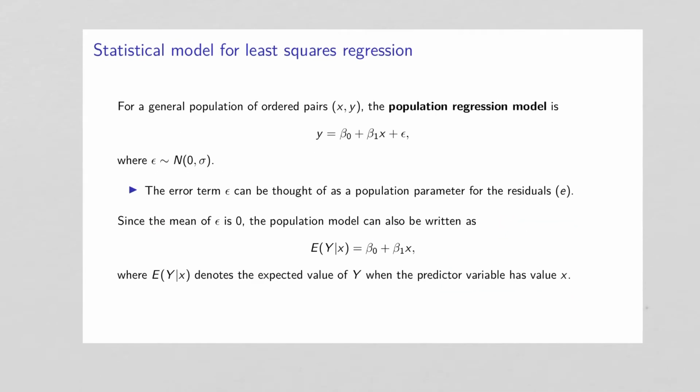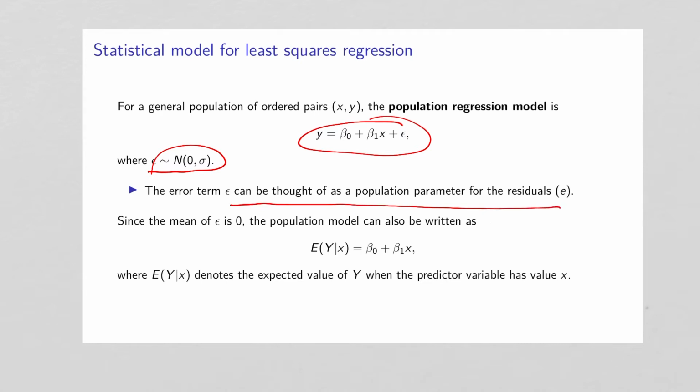For a general population of ordered pairs, the population regression model is this, where the residuals are normally distributed, or the error term, which is the population parameter for the residuals. Since the mean of the error term is 0, the population model can also be written as this. Where the expected value of y is based on the predictor x. So remember, this is the expected value of y. It's not the actual value of y. It's what you expect on the average and in the long run.